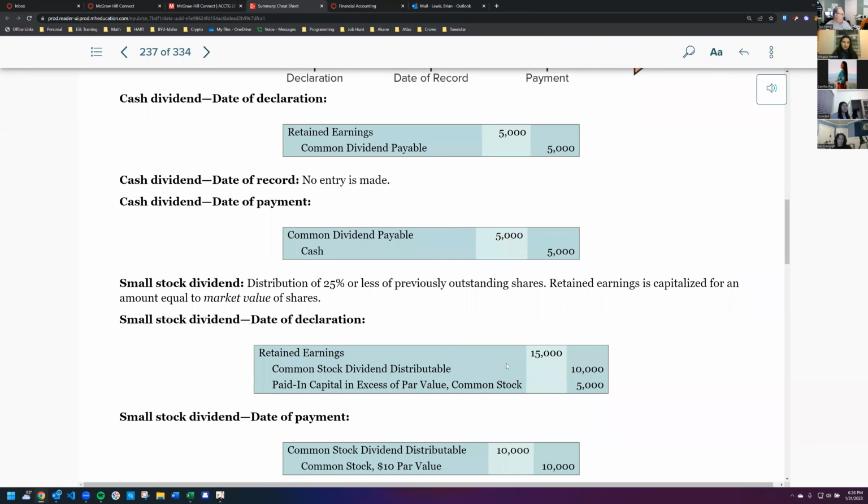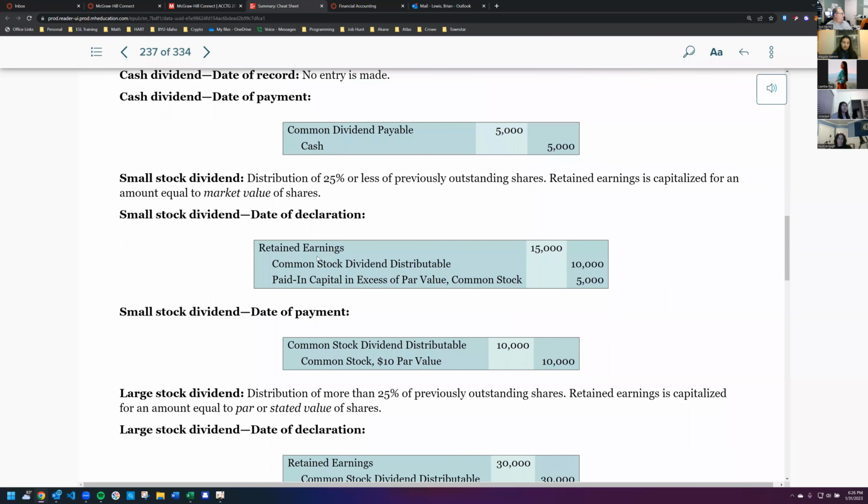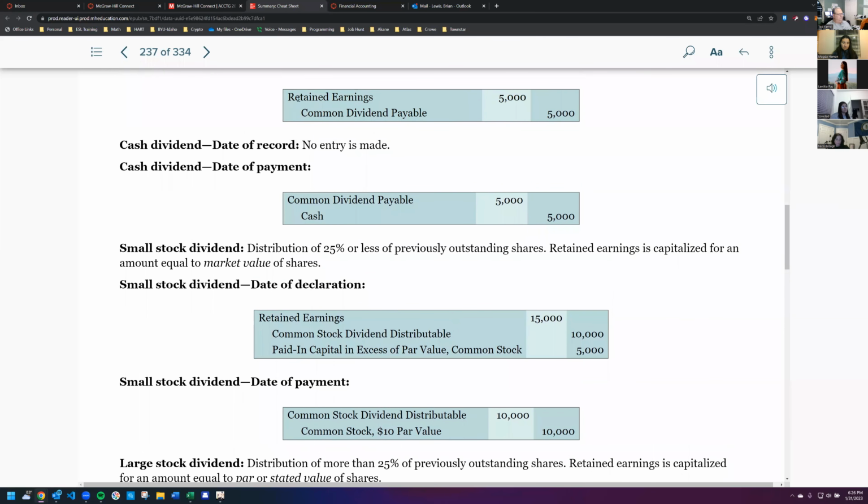Okay. You can also do dividends in the form of stock, and this shows the same thing. So you'll notice a similarity. Retained earnings is debited just like it is here, but instead of payable and then cash, it goes directly to the common stock dividend distributable first, and then paid in capital for the excess. And then when they actually distribute the stock, it comes out of that distributable and goes into the actual stock being issued.